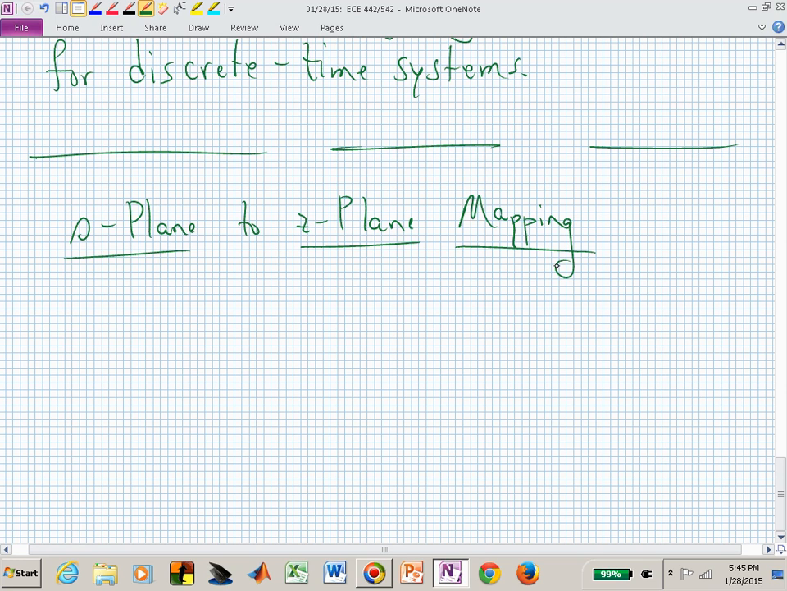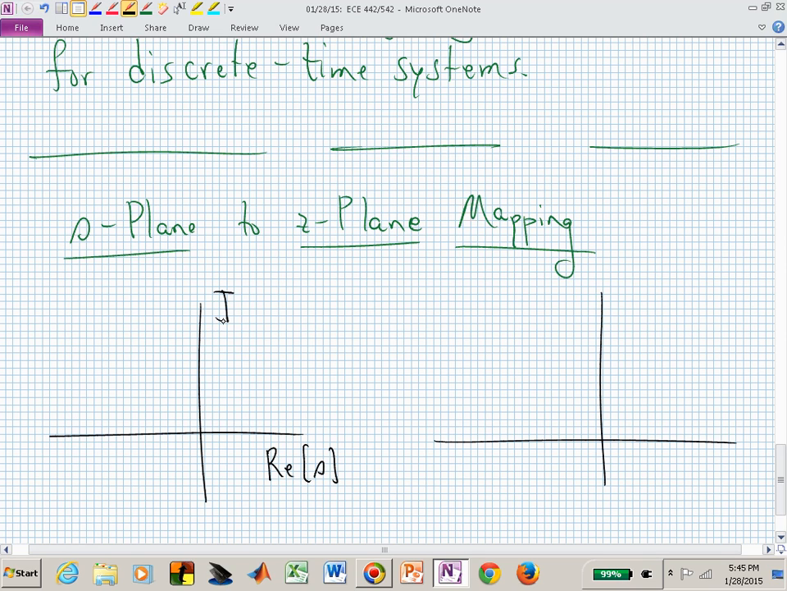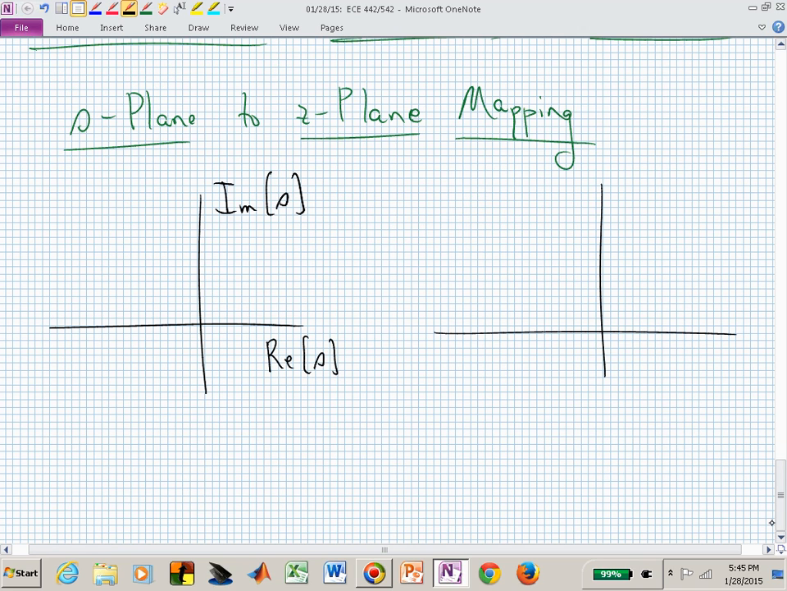Trying to build up some insight into what's happening in the z-plane. We're now going from one plane, which is complex, to another plane, which is also complex. Here, let's say this is the real part of our s variable. This is the imaginary part of the s. So this is our s-plane. This will be our z-plane.